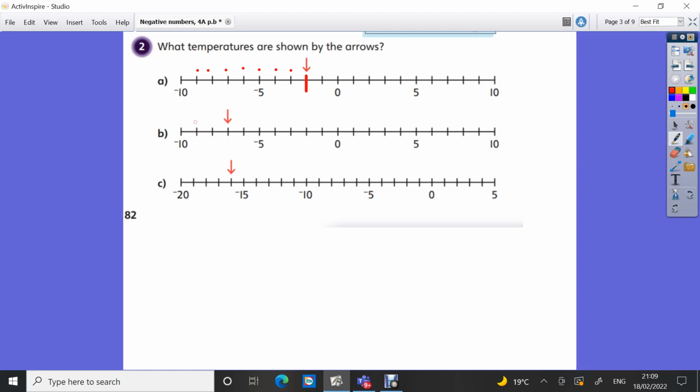Now, if you look at question number 2b, -10, then -9, -8. What number comes here? -9, -8, then -7. So the answer here is -7. Question number 2c says -20, -19, -18, -17, and then negative what? What number comes here? -16. I hope you understand.